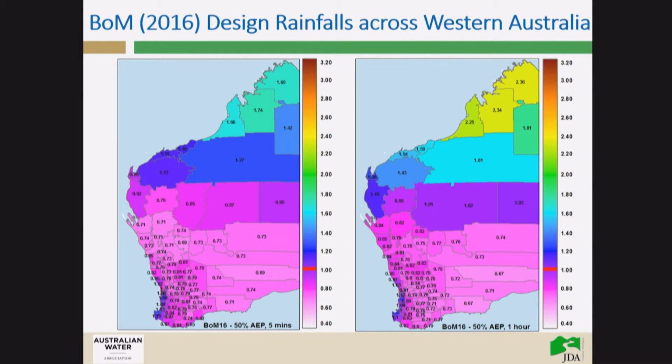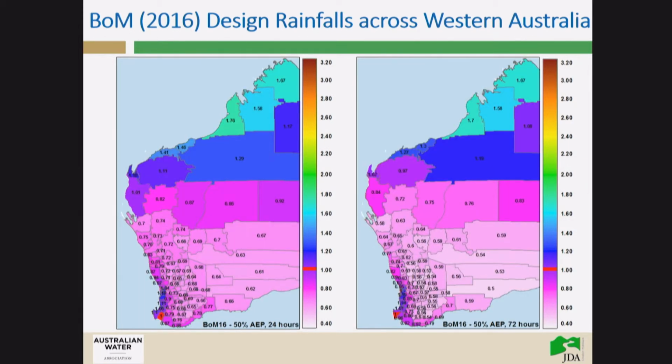Now this is just showing you a couple of durations. We've got 5 minutes and 1 hour for the 50% AEP, and these are just the 24 hours to 72 hours. And what you're seeing is a similar pattern across these combinations. The design rainfalls are lower the further you go east, and then around this middle section here, they start to increase again going northward.